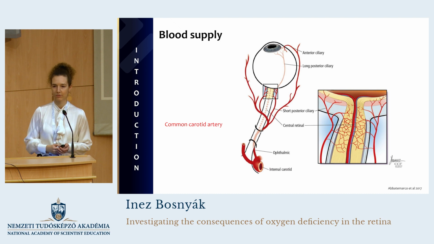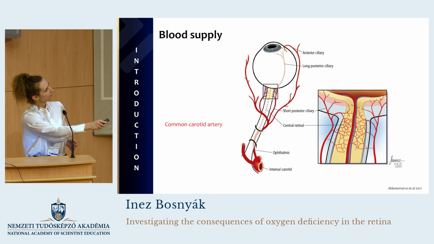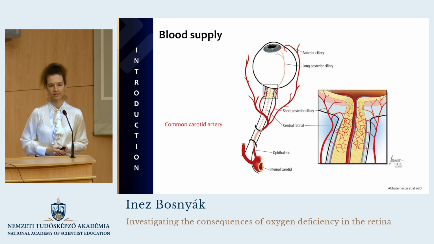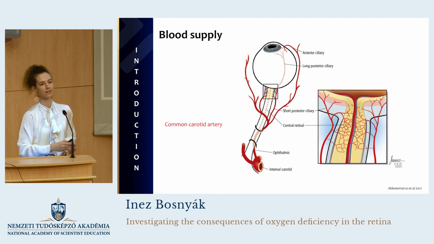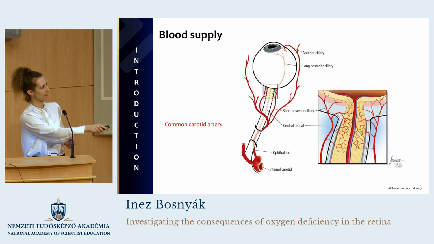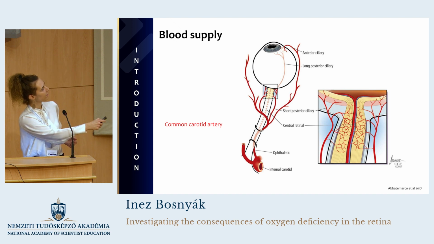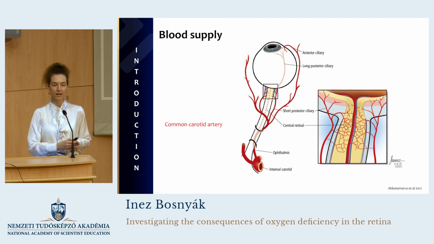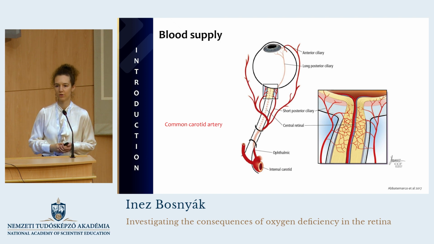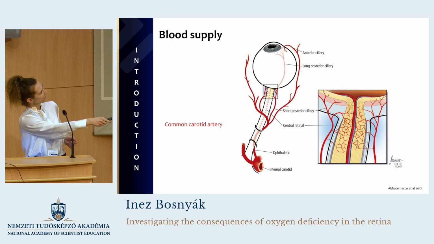Now let's see a couple of words about the circulation of the retina. The internal layers of the retina are supplied by the central retinal artery, which comes from the ophthalmic artery, which is a branch of the internal carotid artery. The internal carotid artery is a branch of the common carotid artery. The common carotid artery will be very important for us, so we will talk about it later.